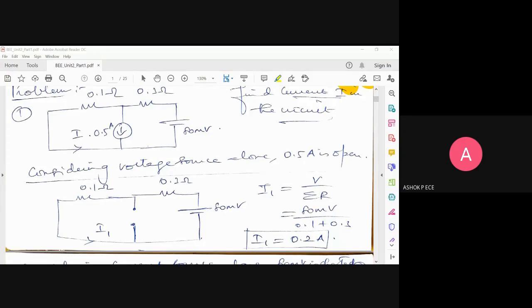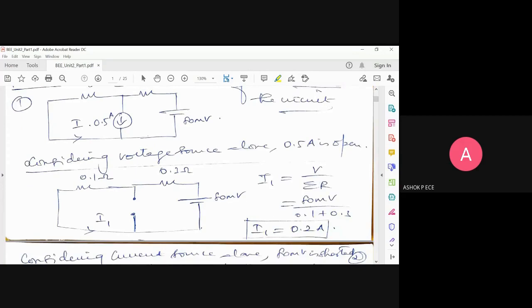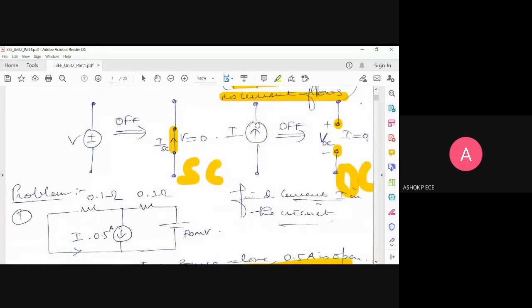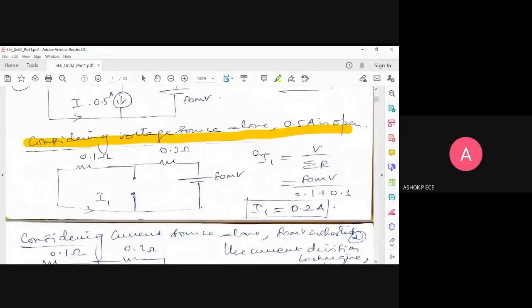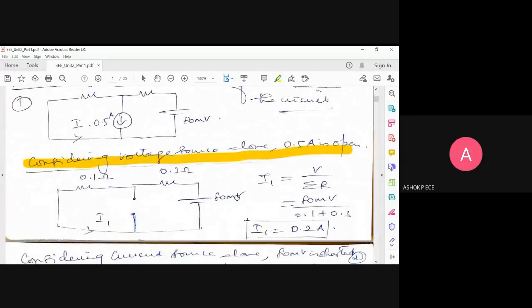So first, I'm considering the voltage source alone. So I have to turn off the current source. What is turning off the current source equivalent to? What did we see here? Turning off the current source is equivalent to an open circuit. See the diagram? Only 80 millivolt is there and this current source is open.